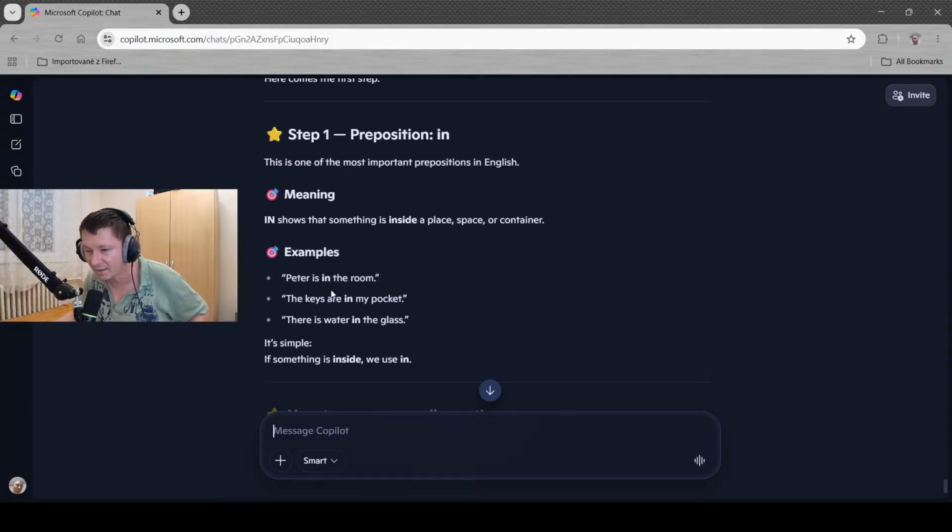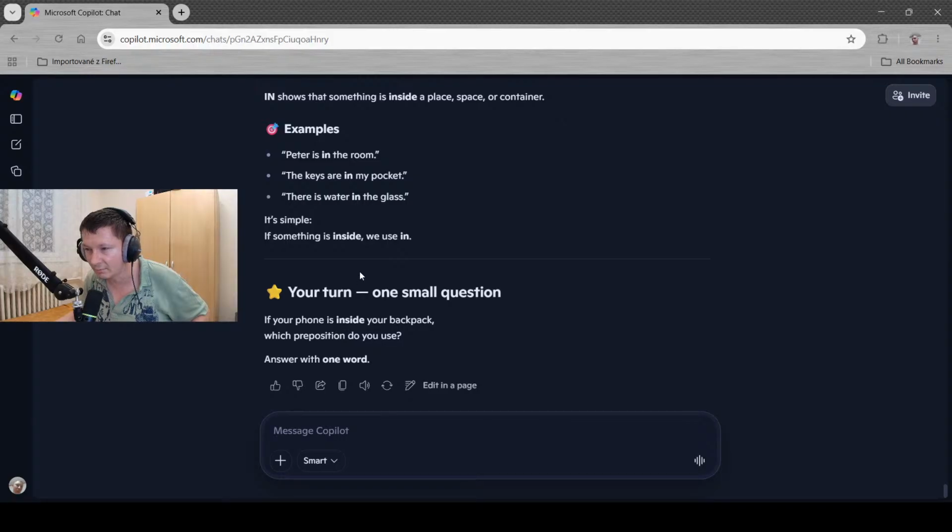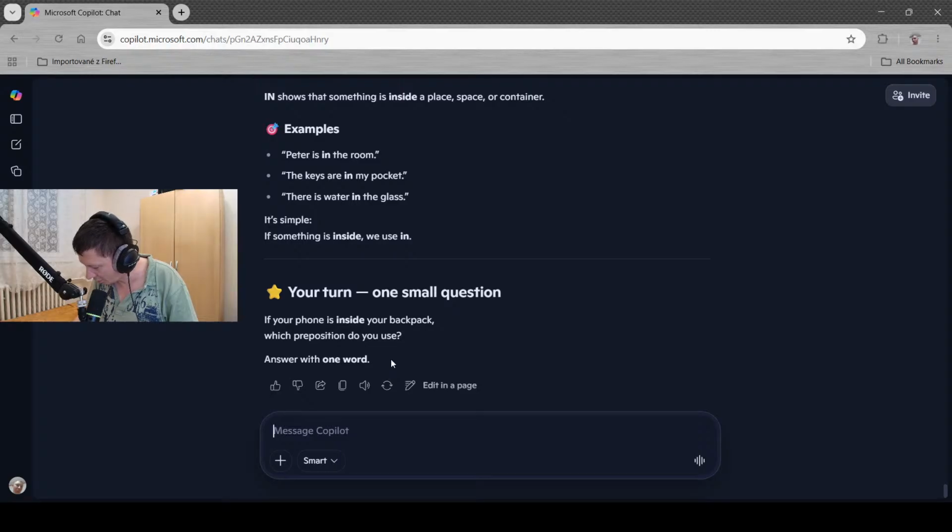Examples: Peter is in the room. The keys are in my pocket. There is water in the glass. It's simple. If something is inside, we use in. Yes, of course, we use in. Your turn. One small question. If your phone is inside your backpack, which preposition do you use? Yes, of course, it's in, people.